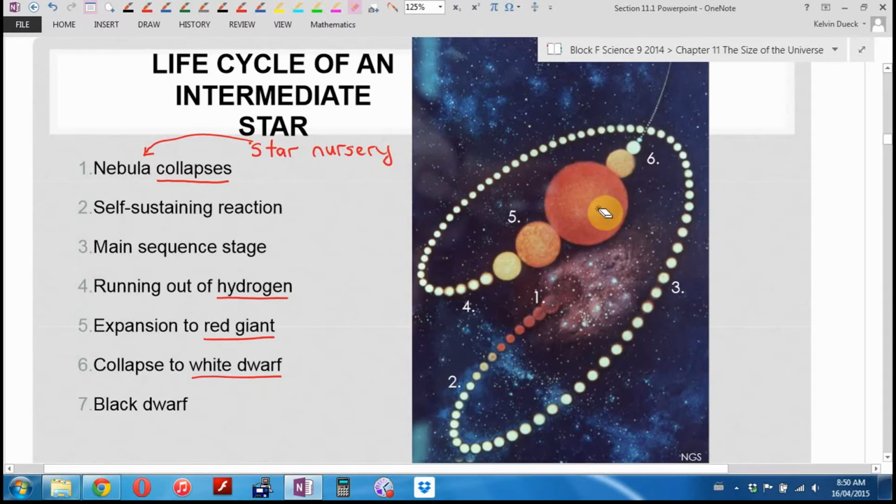Then, after becoming a red giant, it collapses into a white dwarf, which is a colder, smaller version of the star, very dense. And then it collapses into a black dwarf, not a black hole, a black dwarf. What do all these mean?